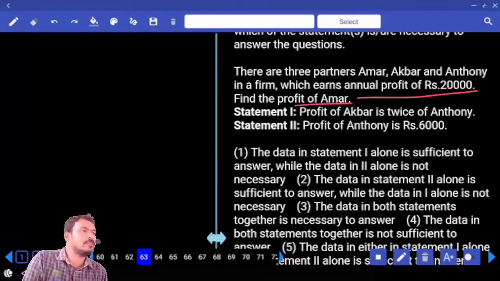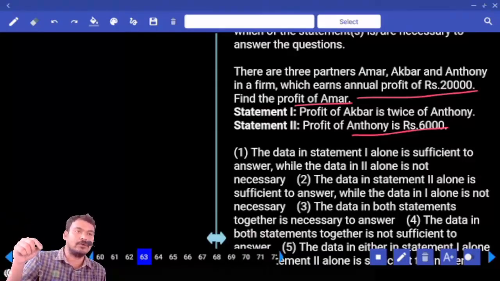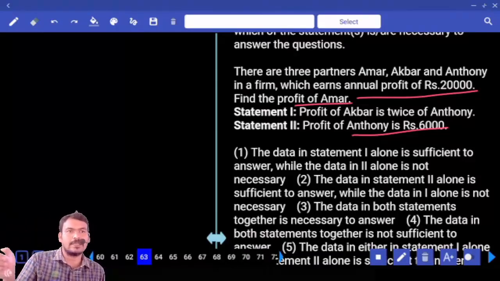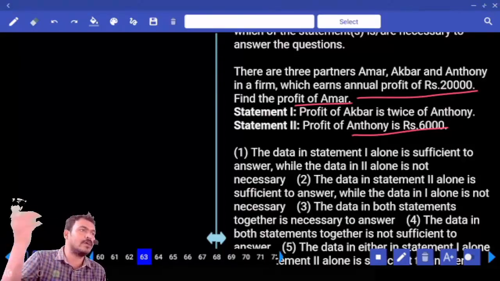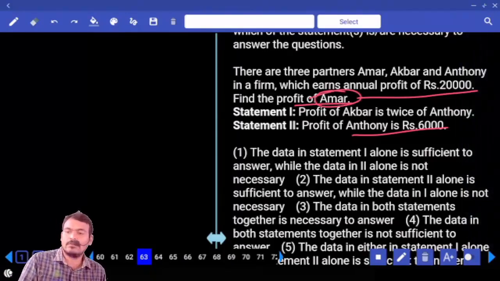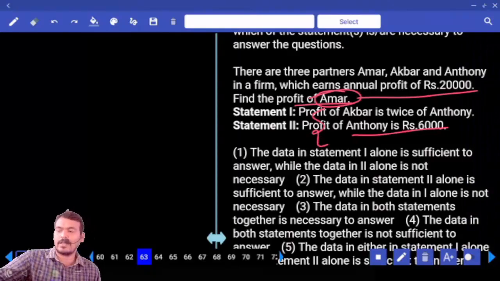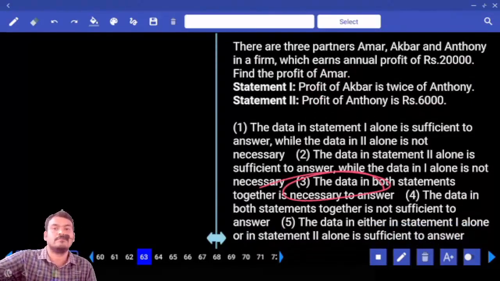6,000. Combining both statements, or not? In the second statement, which data is given? Anthony. In the first statement, Akbar is twice of which one? Anthony. Anthony 6,000 means Akbar 12,000. Akbar 12, Anthony 6. 12 plus 6 is 18. Out of 20, 18 is complete, so what is the remaining value? 2,000. The 2,000 will be Amar's value, or not? Then, combining both statements, we get the answer. Which option? Third option, or not?